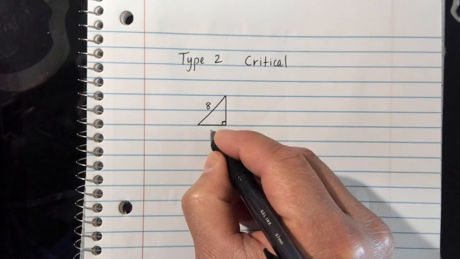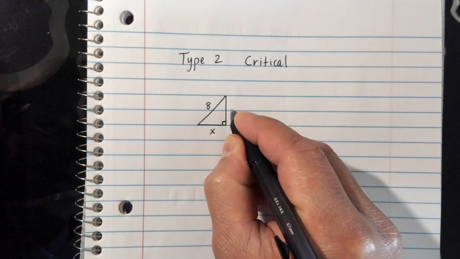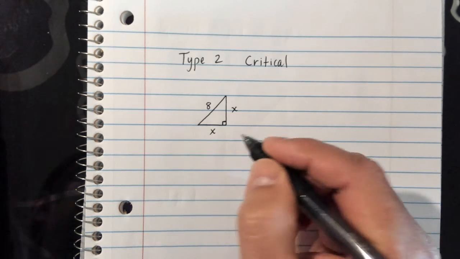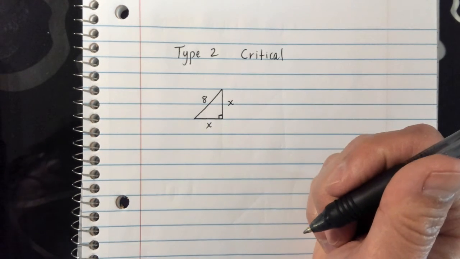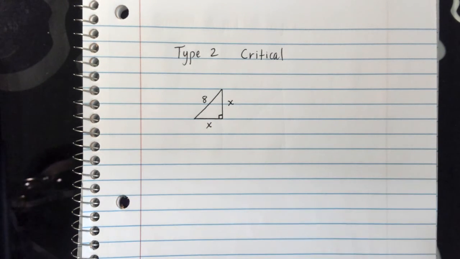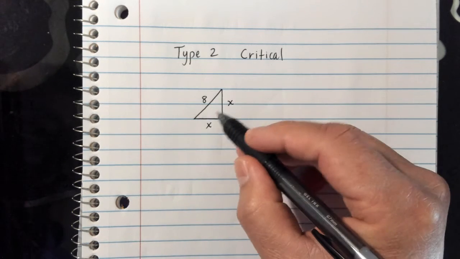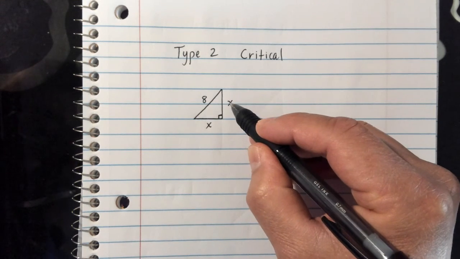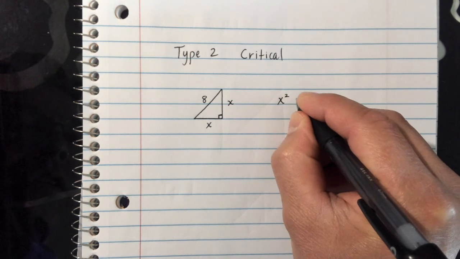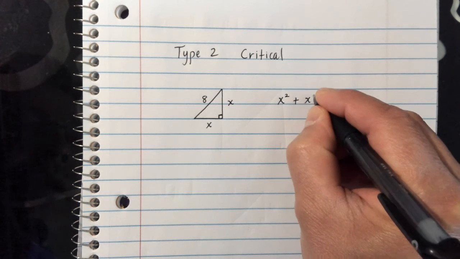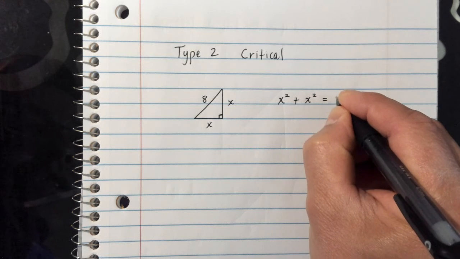So, I'm going to call this X, I'm going to call this X. I am allowed to call them the same thing because they are the same length, so you can use the same variable. That makes sense? Then now it's Pythagorean theorem. X squared plus X squared equals 8 squared.